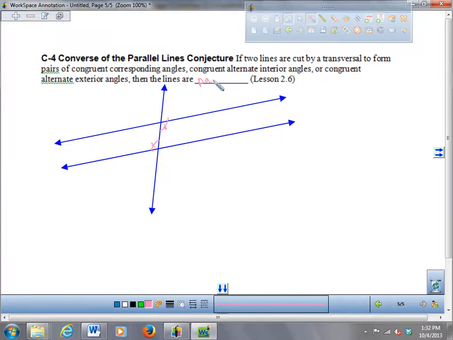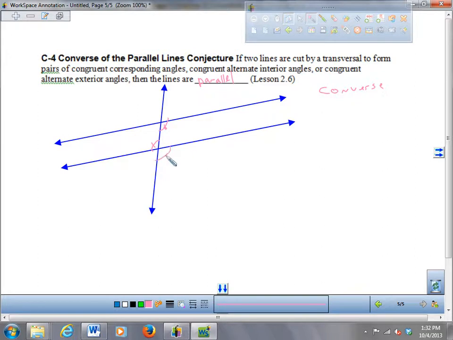Parallel. So that's called the converse of those conjectures. Did we talk about converse in here? That's the converse. That's when you flip around the if part and the then part. So if two lines are parallel, then the alternate interior angles are congruent. The converse of that is, if the alternate interior angles are congruent, then what's true about the lines? They are parallel. Okay, so that's the converse of the statement.